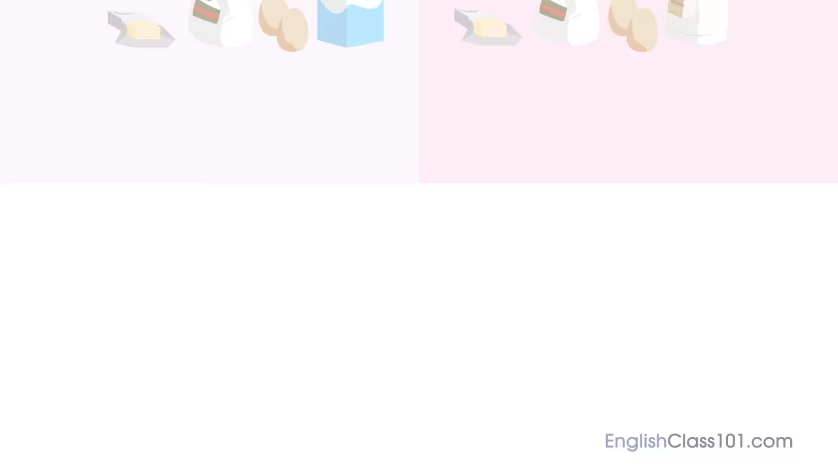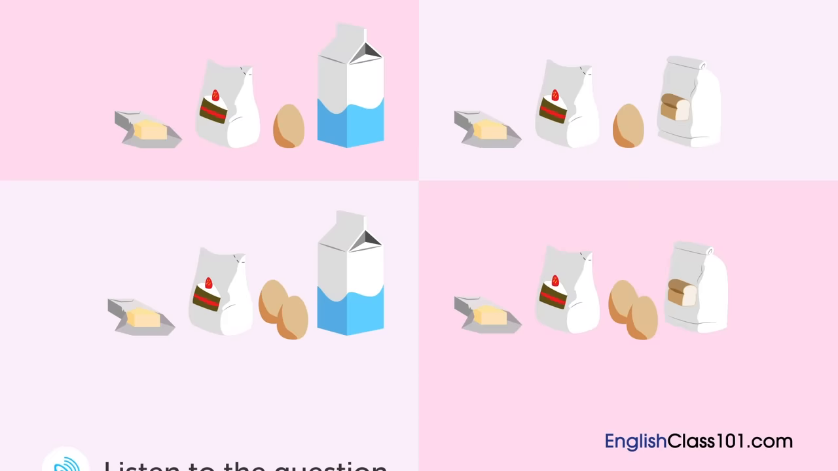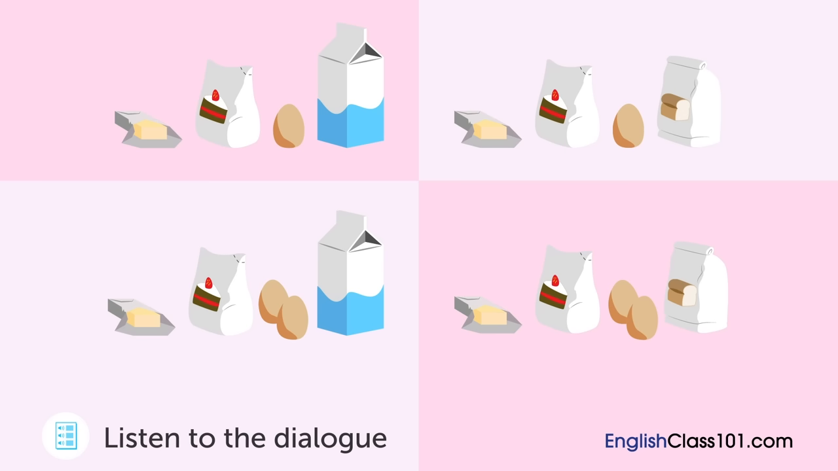A teacher is baking a cake. What did the teacher put in it? Today we're baking a cake. First, mix butter and sugar. Then add 2 eggs and mix them well. Add flour and mix it a little bit. Put it in the oven and bake it for 50 minutes. That's it. What did the teacher put in it?